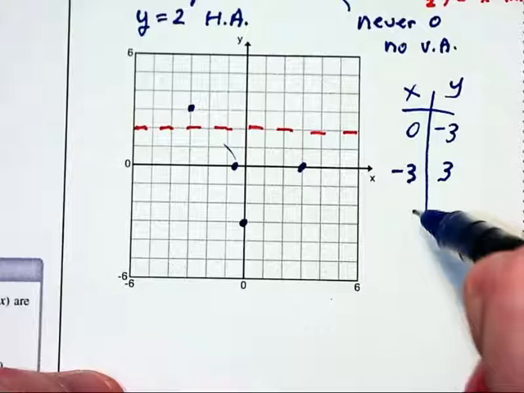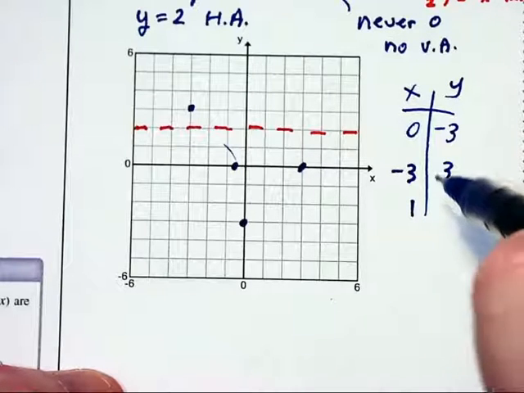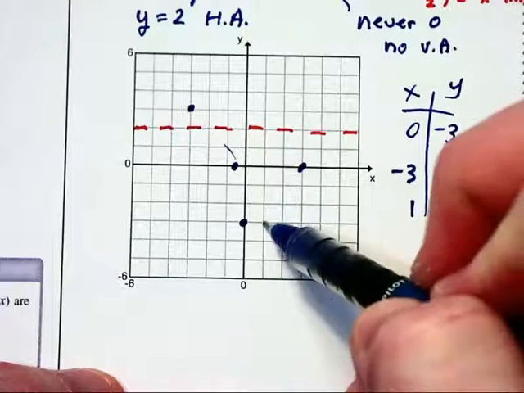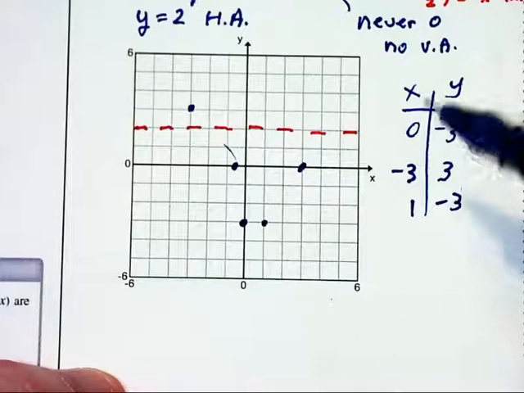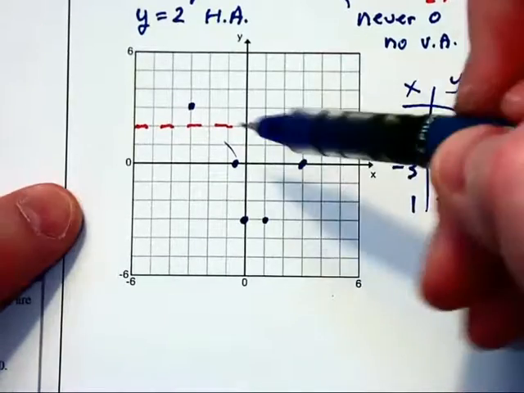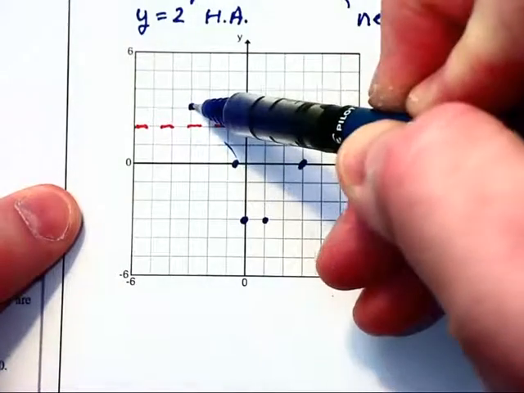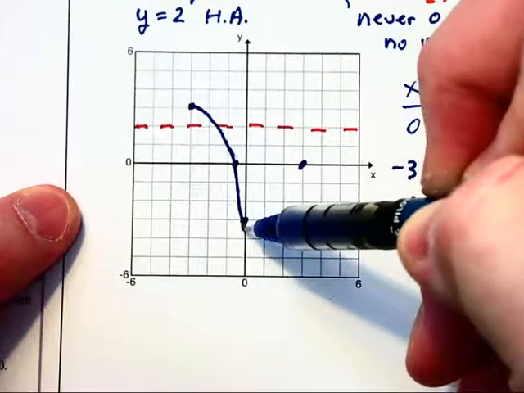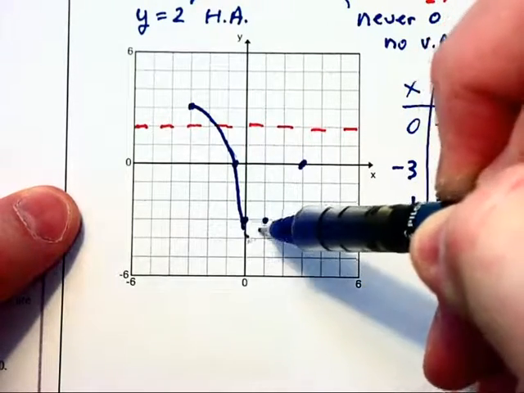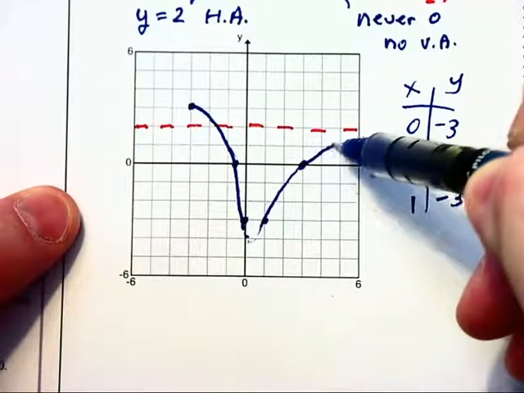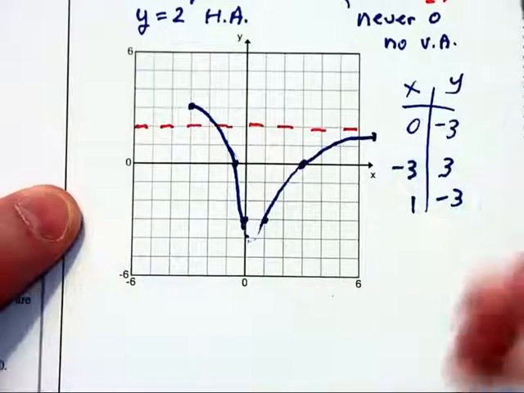Let's substitute in 1, and it turns out that at 1 you get an output of -3. So (1, -3) right there. Okay, so let's see what we got. We know our graph is going to cross in the middle here somewhere. It's going to come down. It's probably going to dip a little lower. How far down, we don't know. It's going to come back up, and it's going to approach that horizontal asymptote.